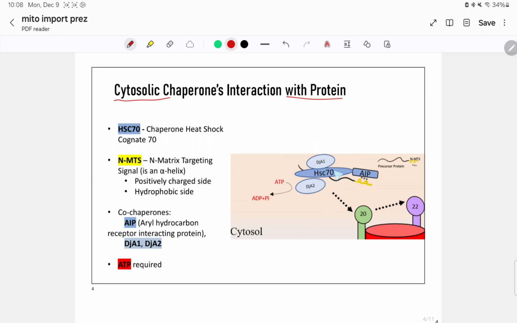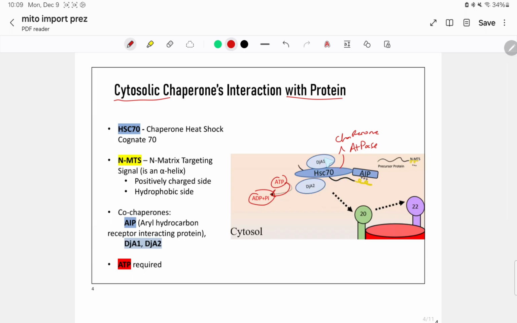And HSC70 is a chaperone that has ATPase activity, meaning it's able to take ATP and cleave it into an ADP and inorganic phosphate. Why does it actually do this? Well, it utilizes ATP to keep the protein in an unfolded state.